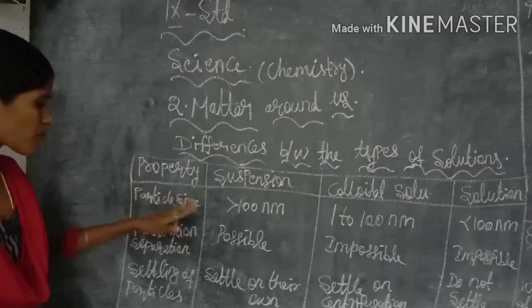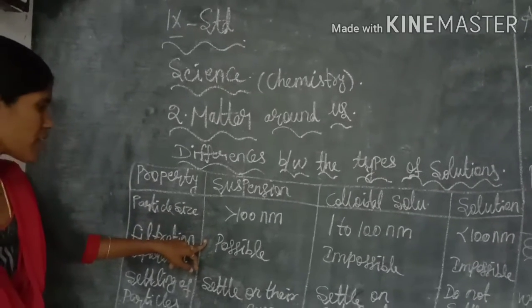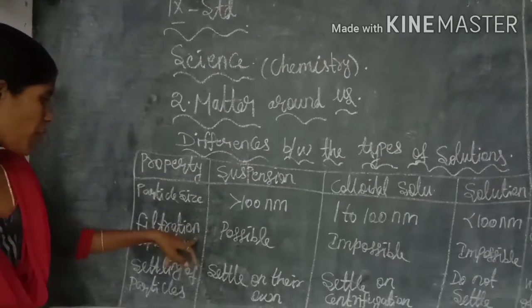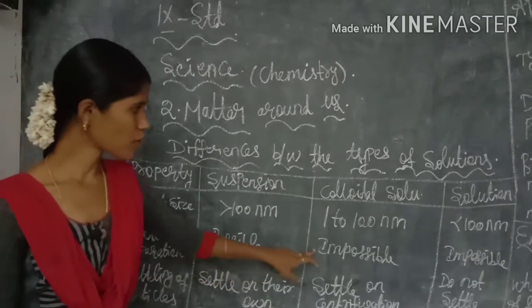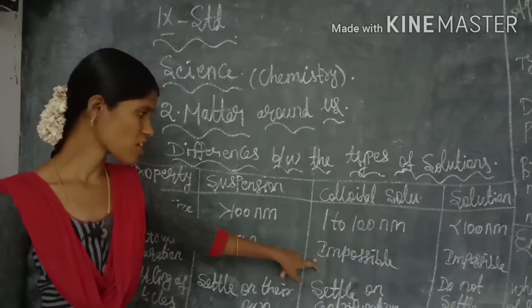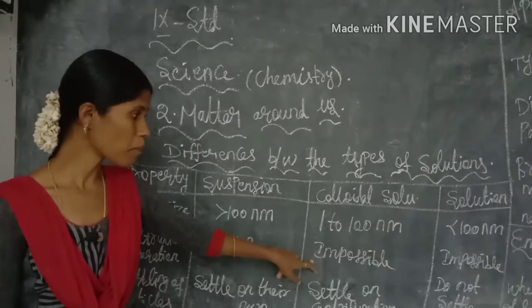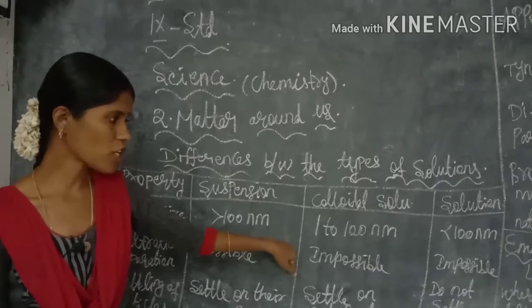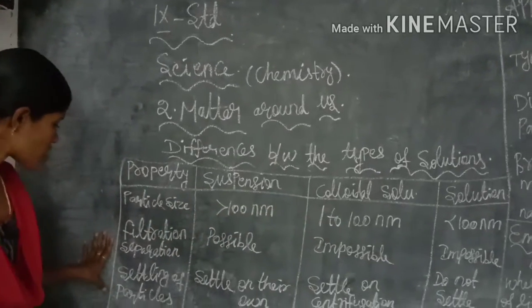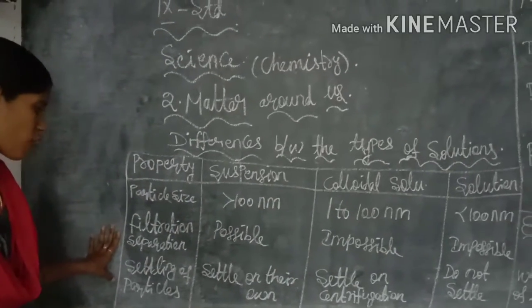In the case of a suspension, filtration separation is possible. Whereas in the case of a colloidal solution, filtration separation is not possible. In the case of a true solution, the filtration separation is impossible. So the third property is settling of particles.